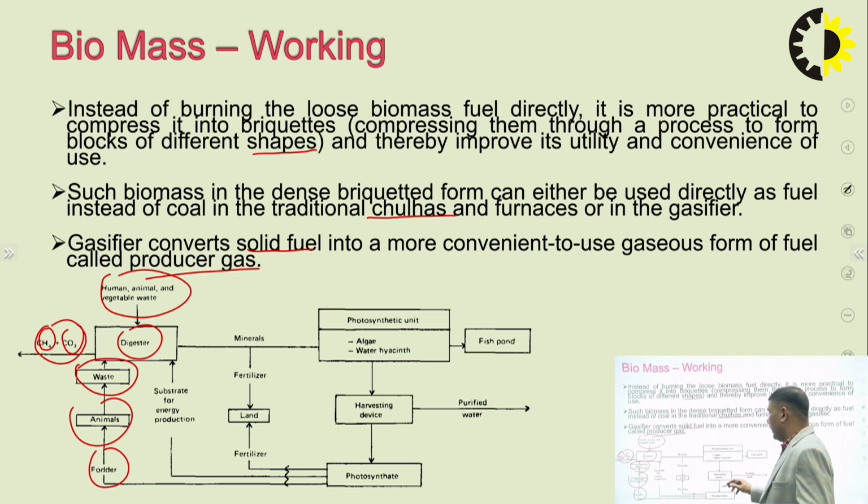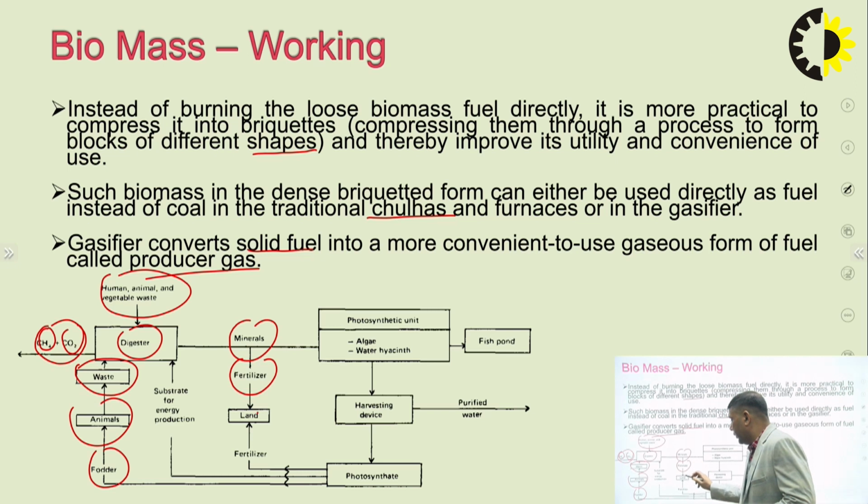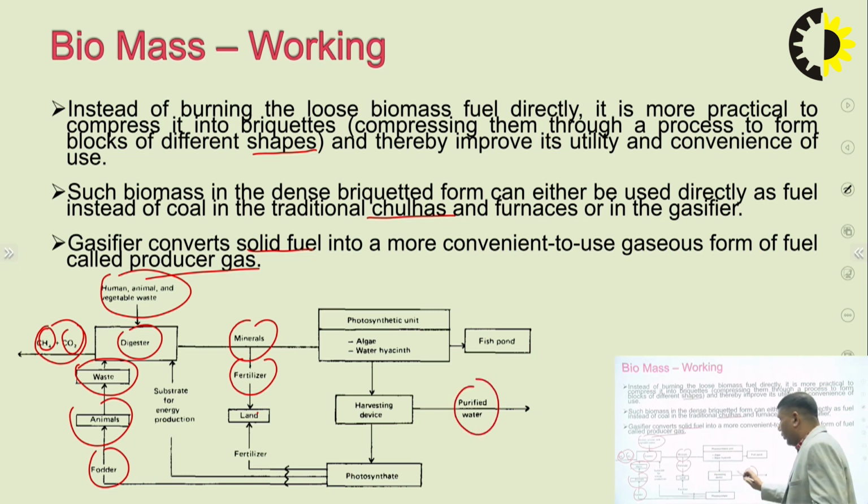We have minerals as well as fertilizers, we have land, then we have the photosynthesis process, and in the photosynthesis unit we also have algae and water, a fish pond, and a purified water harvesting device. So the output is purified water. So you can say biomass can be used to cook food using methane gas, or it may be used to purify water also.